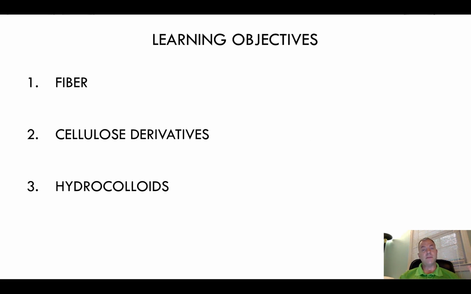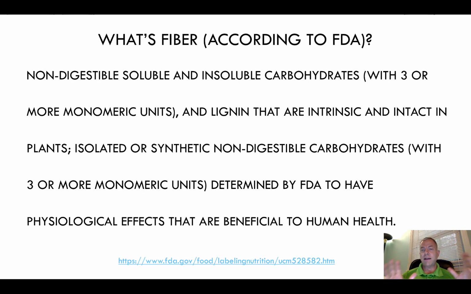All right, so today's learning objectives are to talk about fiber, to look at derivatives of cellulose, and then also to introduce this idea of hydrocolloids. So according to FDA, fiber is generally a soluble or insoluble carbohydrate with 3 or more sugar units, and lignin. So this is something new. So I want to just make sure that you're aware of what FDA considers to be a fiber.